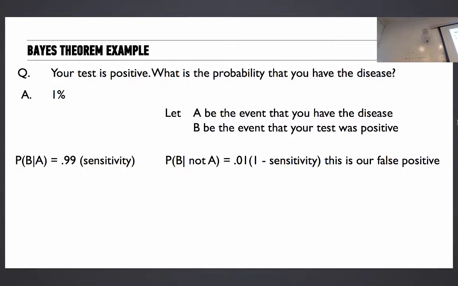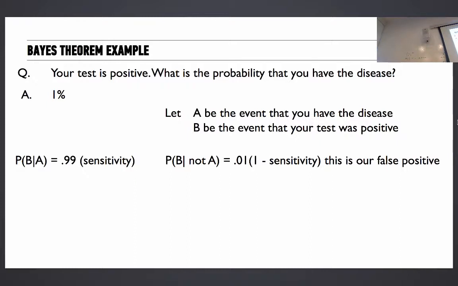Here. Let A be the event that you have the disease. Simple enough. A, you have the disease. Let's give it a name: the Oz syndrome. You have the Oz syndrome. It's a dance secret. It's life-threatening because you might dance to death. B is the event that your test is positive.